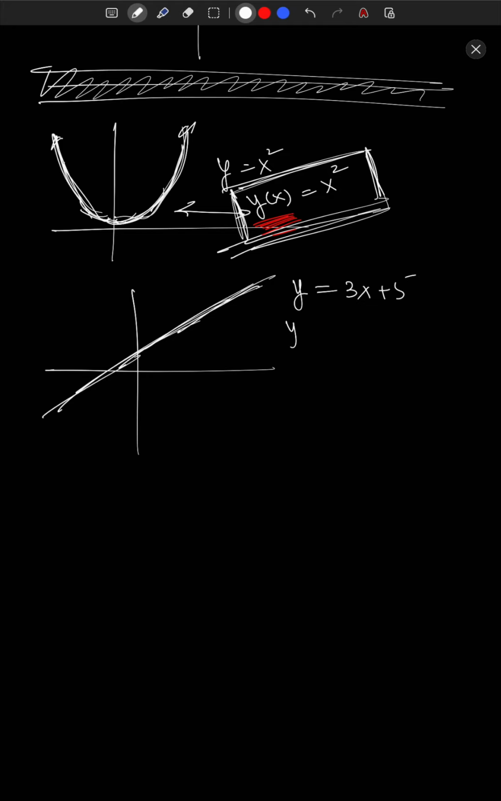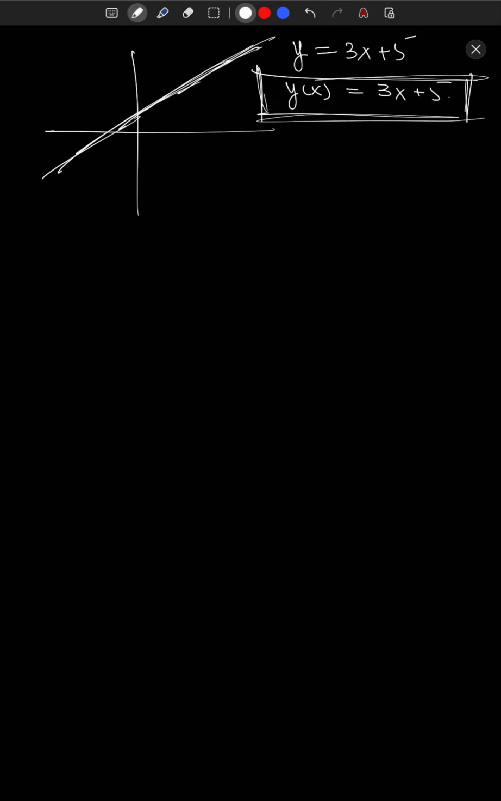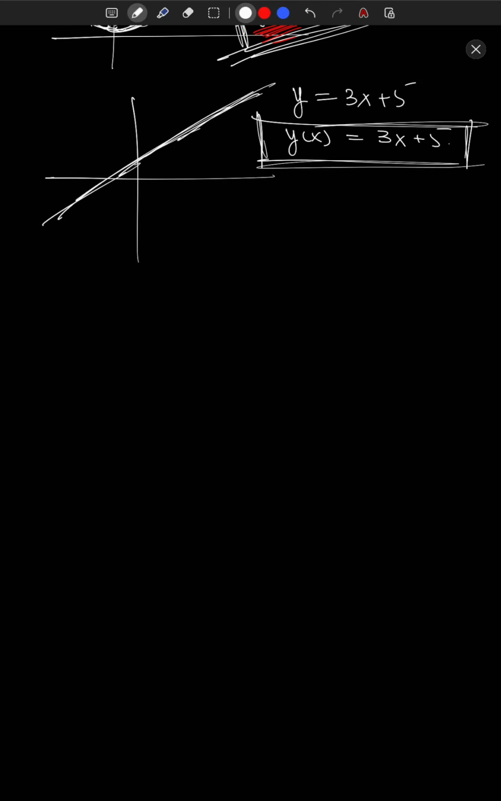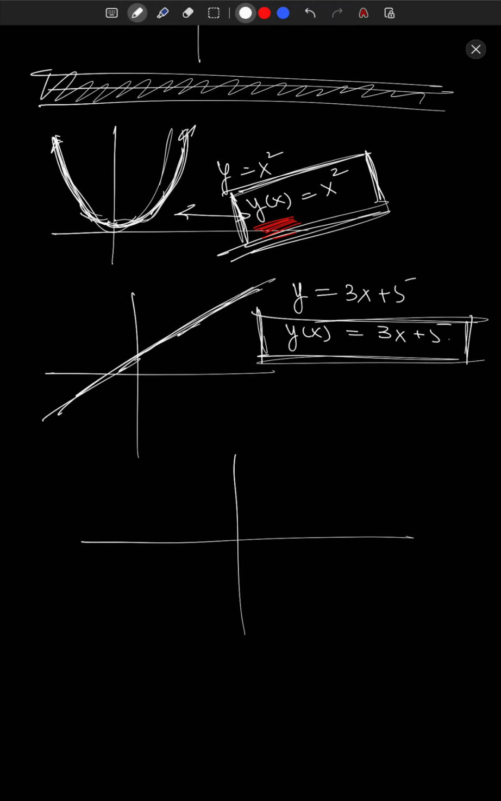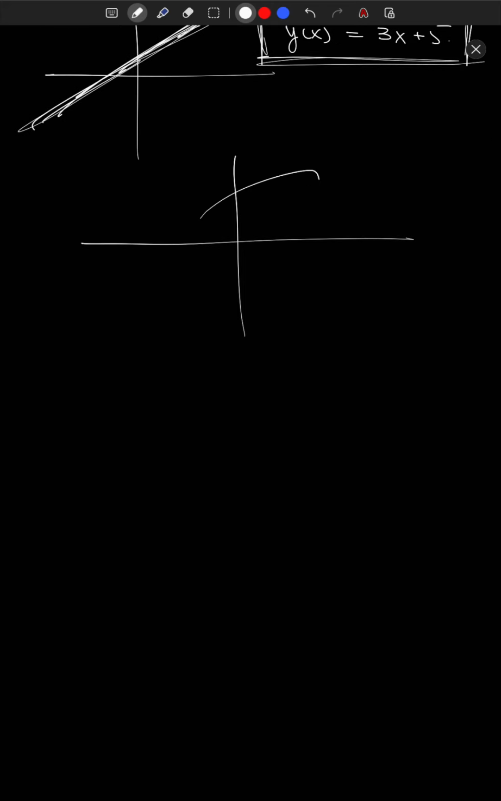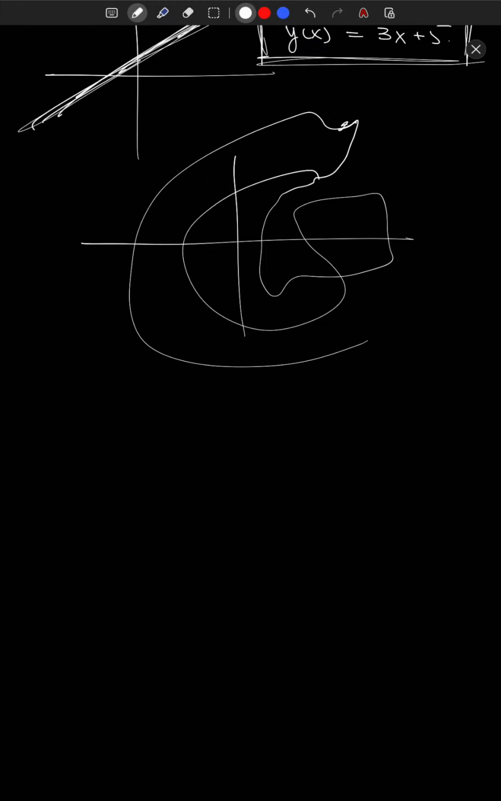Okay, so here again, I can think of this as a function. y of x is 3x plus 5, right? And I study this function right there. Now this is great for these two examples, but what if the mathematical object I wanted to study wasn't a parabola like this, or a line like this, but instead was something like this, right? Maybe it intersects itself, maybe it goes around in circles.